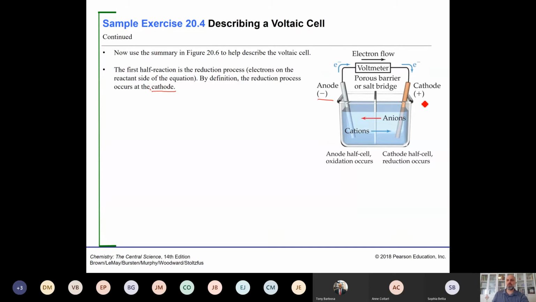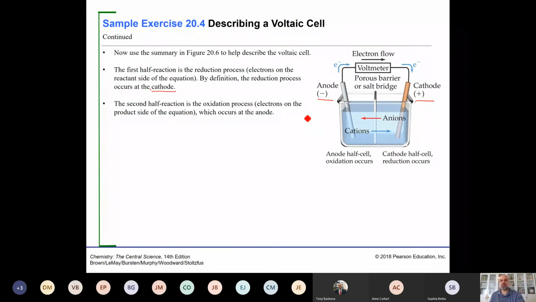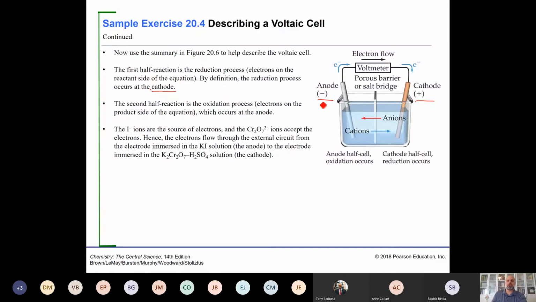So the first equation is occurring at the surface of the cathode on the right-hand side. The second half reaction is the oxidation process, because the electrons are on the product side. With the OIL RIG description, loss is on the right-hand side, and therefore that reaction occurs at the anode, which is on the left-hand side. The iodide ions are the source of electrons, and the chromate ions accept the electrons. Hence the electrons flow through the external circuit from the electrode immersed in the potassium iodide solution, the anode, to the electrode immersed in the potassium chromate sulfuric acid solution.